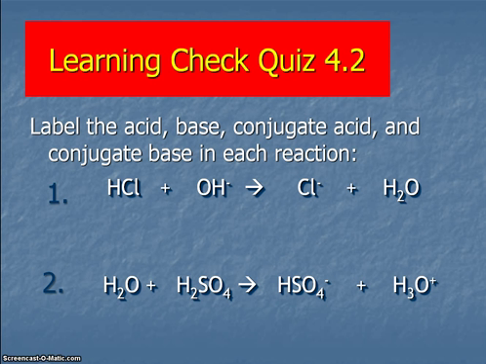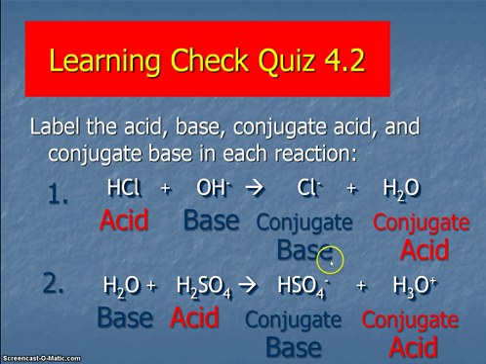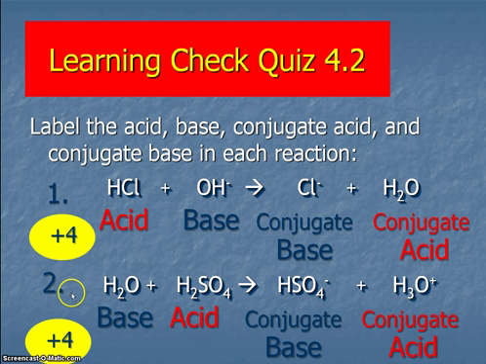All right, you should have been able to do that. We're coming back. If not, quickly pause this again. We're going to correct it. It's 1 point for each one. So acid, base, conjugate base, base, acid, conjugate base, and conjugate acid. So 4 points for number 1 and 4 points for number 2.